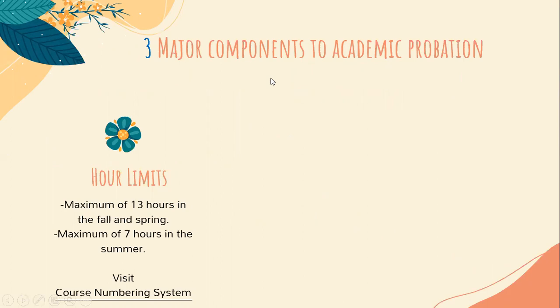So students that are on academic probation are limited to 13 hours in the fall and the spring semesters and 7 hours in the summer. Basically, the students are allowed to take 4 classes in the fall and spring and 2 classes in the summer, with that additional hour provided for any classes that have a lab attached to them. And you can always look up the course numbering system to see how you can tell how many credit hours that class is worth. Basically, the last number is going to tell you the number of credit hours that class is worth.